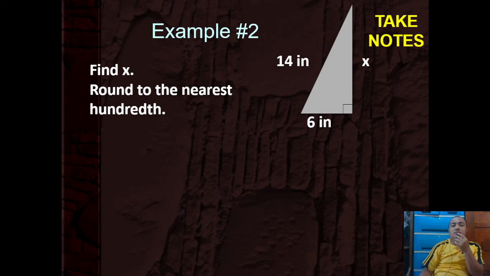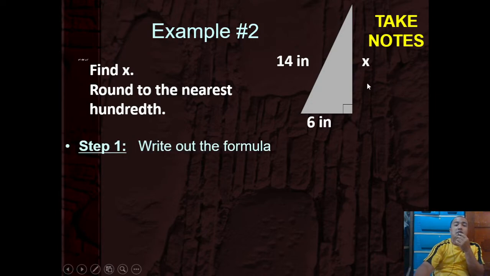Okay, find x, rounded to the nearest hundredths. This time, we are given the length of the hypotenuse, which is 14 inches. Then one leg is 6 inches. What's the length of the other leg, x? So, step 1, write out the formula.